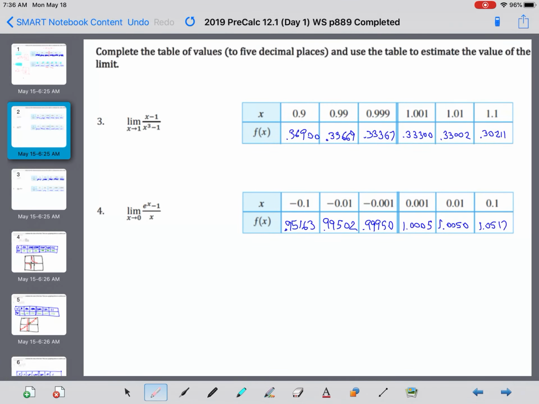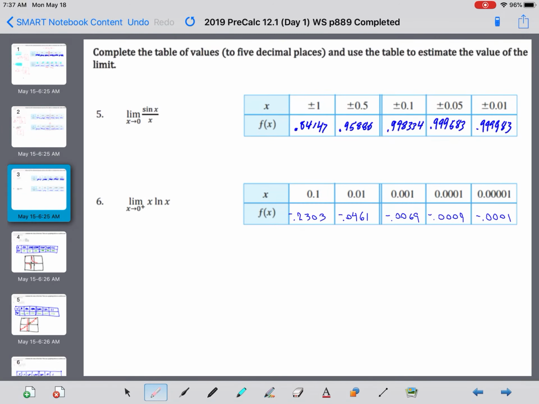Moving on here, again, we're looking at 1. As x approaches 1, it looks like it's 0.33, and we can call that 1/3, or you could call it 0.3 repeating. Okay, continuing with number 4, the limit of this function as x approaches 0. Here is 0. It looks like we're bracketing 1, so we're simply going to say 1.